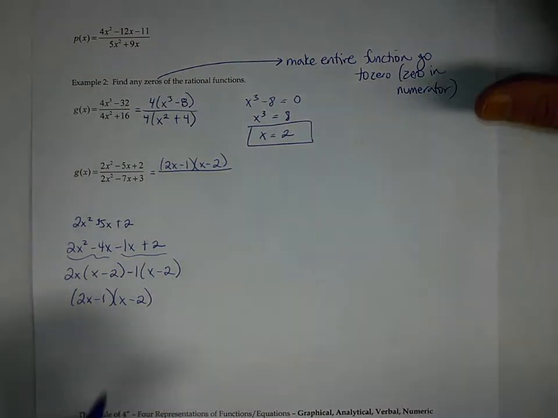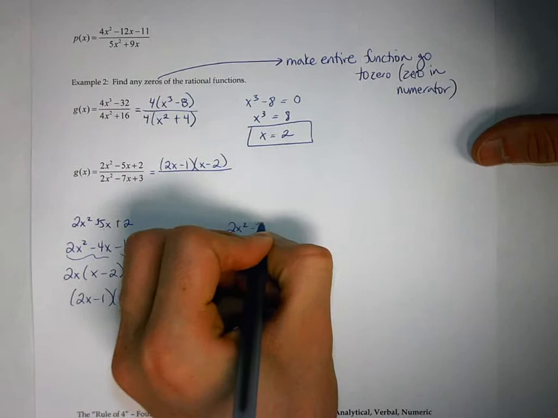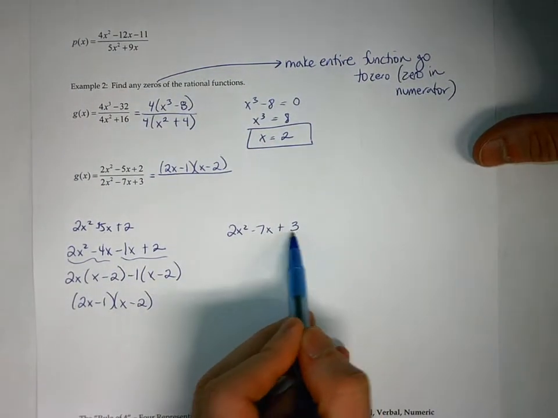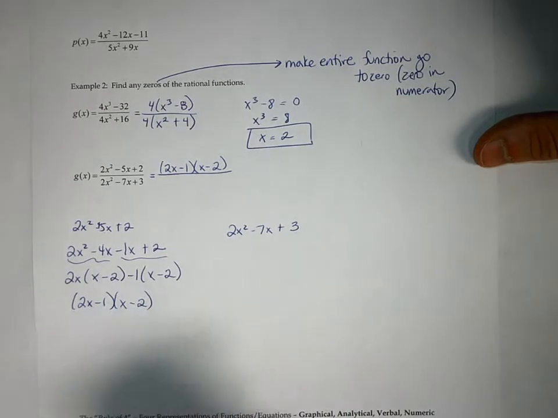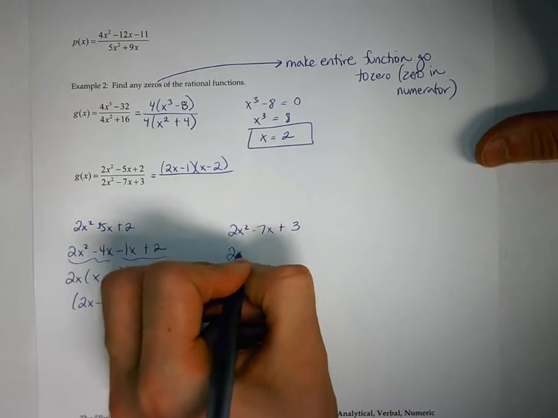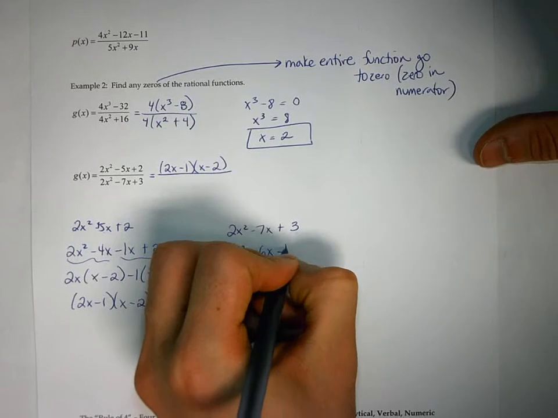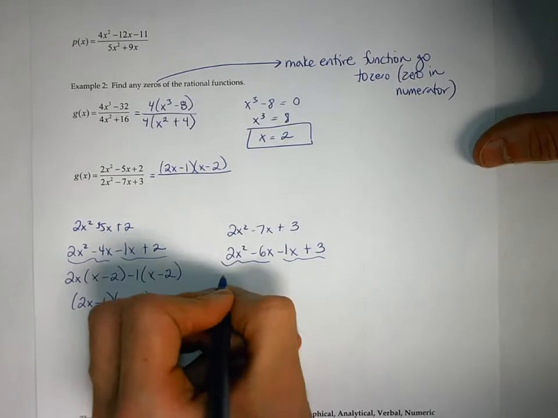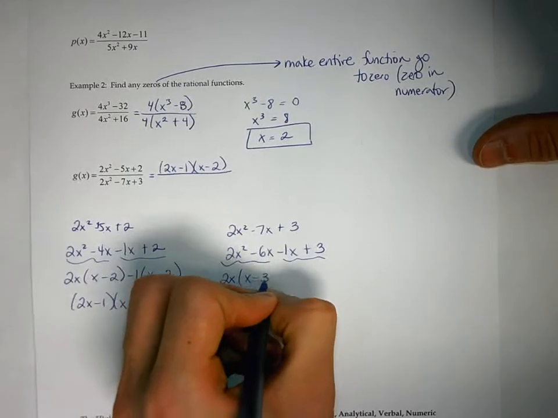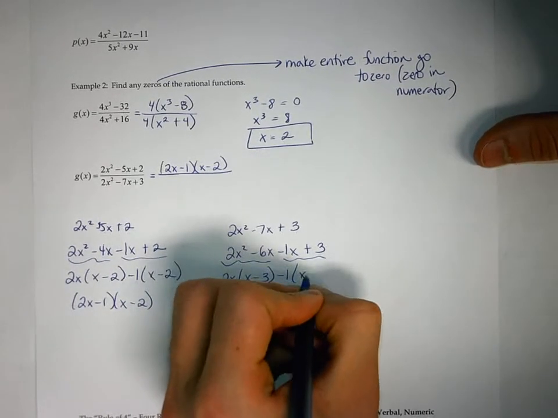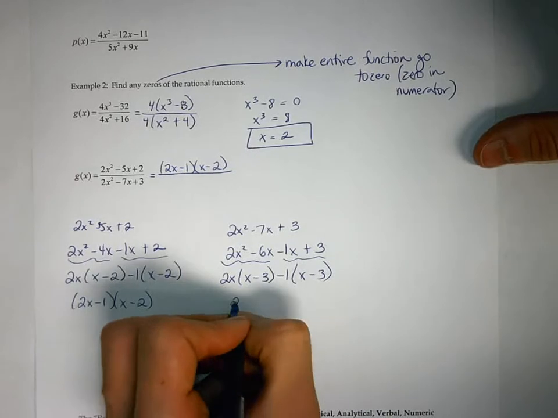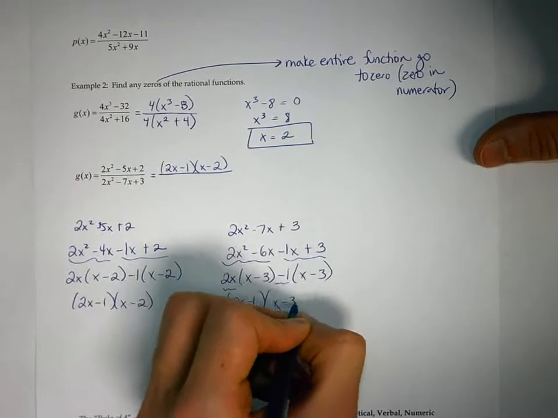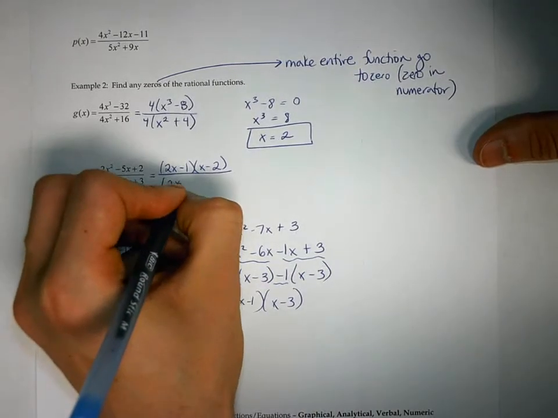I'll do the same thing with my denominator. 2x squared minus 7x plus 3. What are the factors of 6 that add up to negative 7? Well, it's negative 6 and negative 1. So 2x squared minus 6x minus 1x plus 3. Do the same thing with my factor by grouping. Factor out a 2x, and we're left with an x minus 3. Factor out a 1, and we're left with an x minus 3. So 2x minus 1 is one factor, x minus 3 is the other.